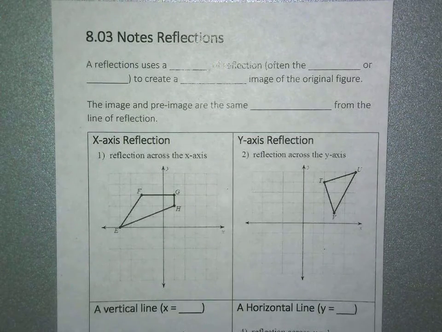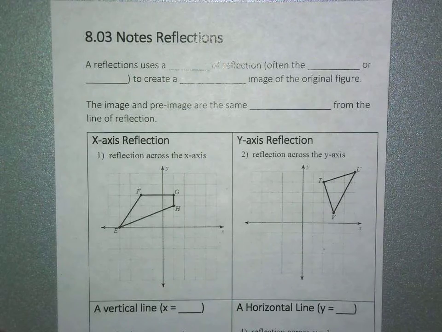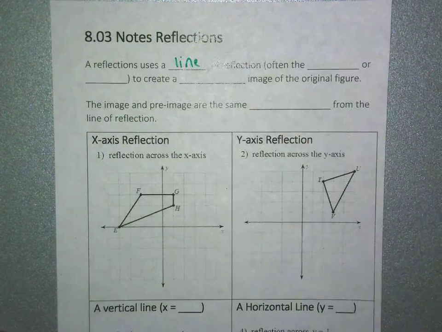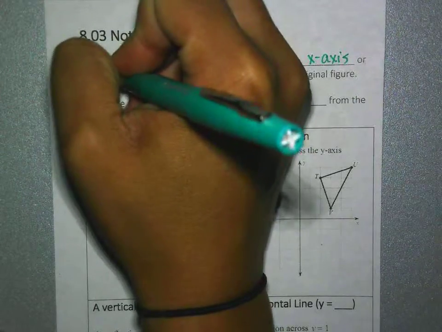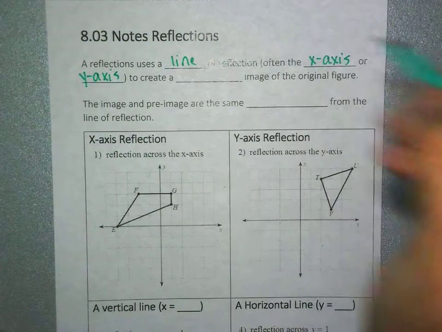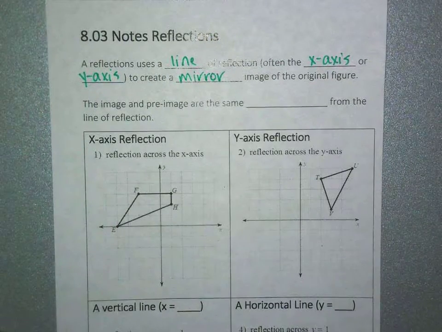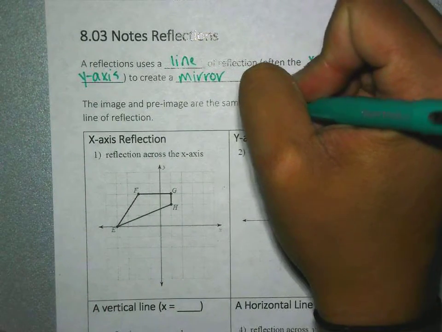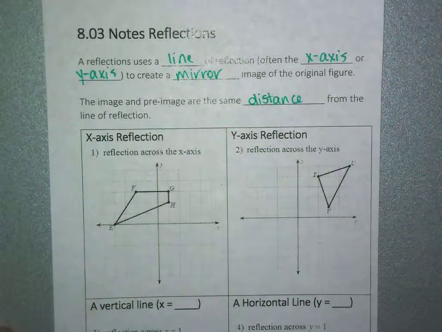In these notes, we're going to move on to the second type of transformation, which is a reflection. A reflection uses a line of reflection, often the x-axis or the y-axis, to create a mirror image of the original figure. The image and the pre-image are the same distance from the line of reflection, and that's the most important part when trying to figure out how to reflect something.